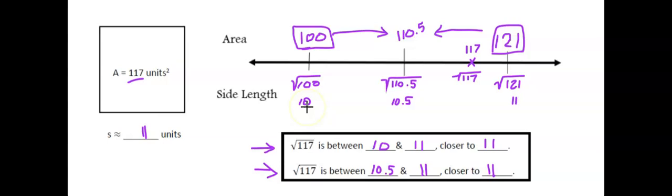Take the square root of 100, you get the side length on the low end, square root of 121, estimate on the high end, and then the middle point would be the square root of 110.5 for your middle zone, 10.5. Plot 117 on there, and you can see it's closer to 11 than it is to 10, so that's our whole number estimate. And then you hone in on this side of the number line, and it's closer to the 11 than it is to the 10.5. So the best estimate to the nearest half for this is 11 units.